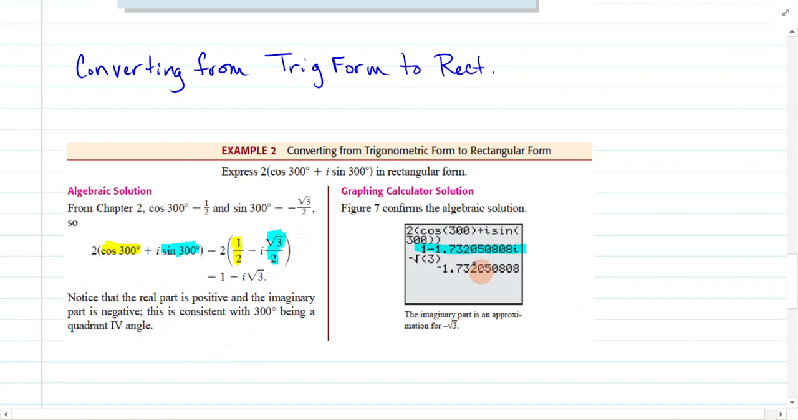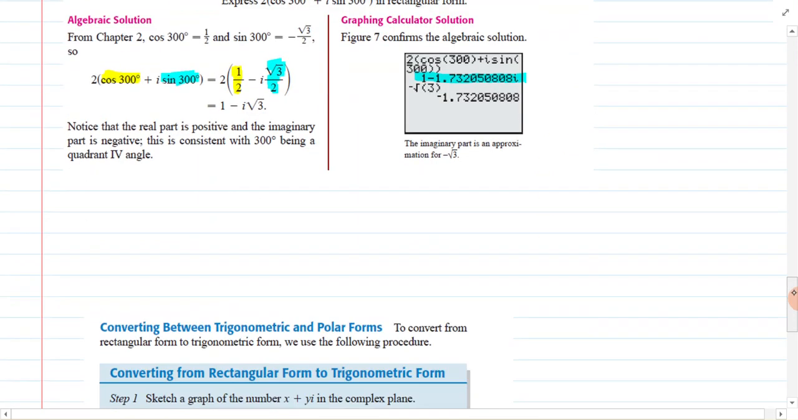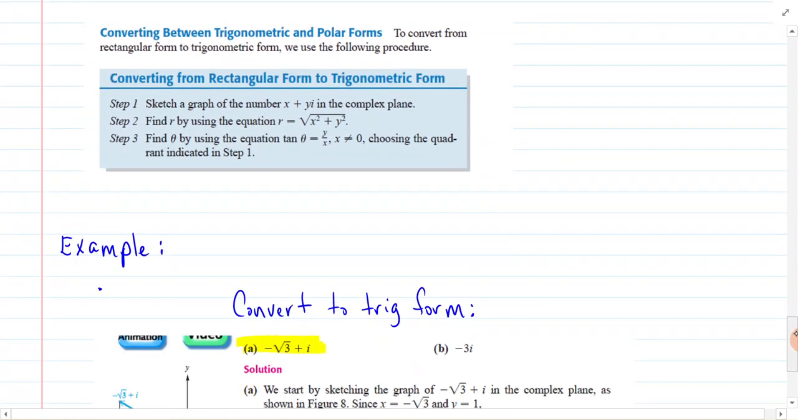All right, now if you were doing that in your graphing calculator, you would get 1 minus 1.73 and so on i. So that's like the square root of 3. Square root of 3 is 1 point something. So you can do that on the calculator, but you need to have your answers in radicals.